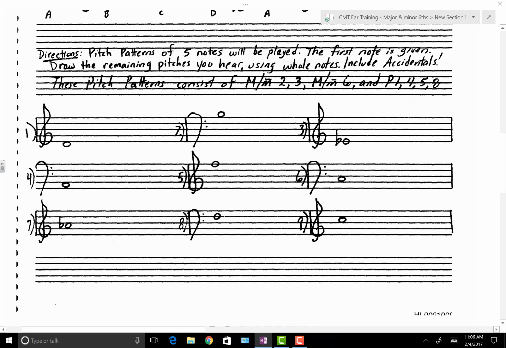Look at the clef for each question. You'll hear each pitch pattern 3 times. Here is number 1.